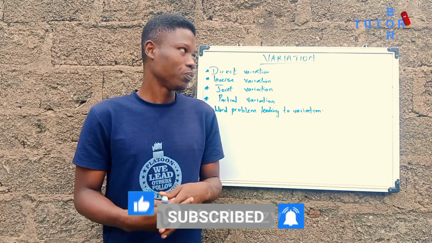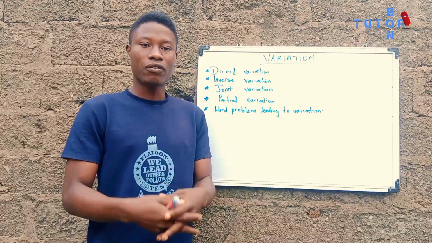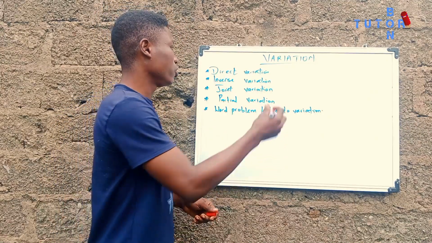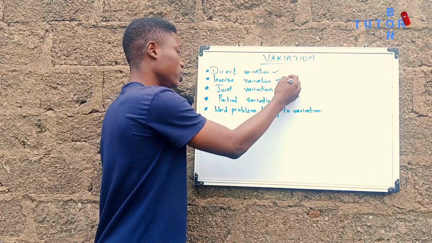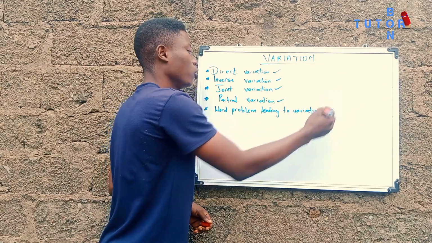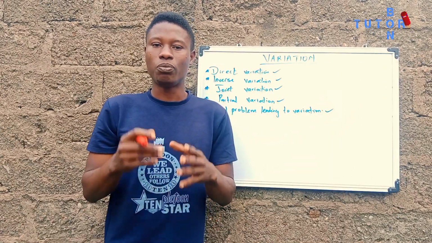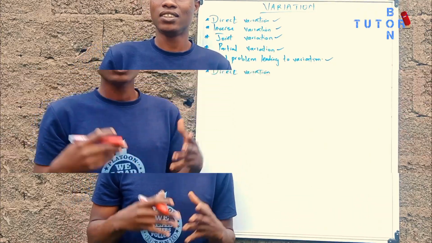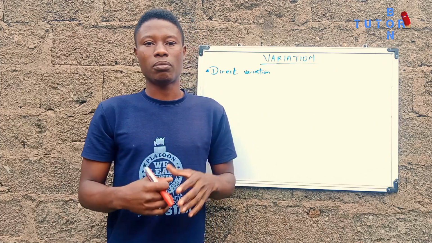So let's carry on. Today, we'll be talking about variation, and under variation, we'll be talking about direct variation, inverse variation, joint variation, partial variation, and word problems leading to variation. So please sit tight, and before we go into what direct variation really means, we have to talk about what variation is.